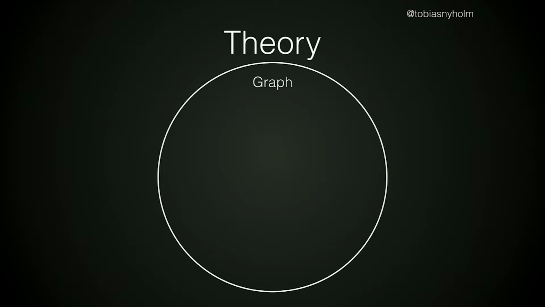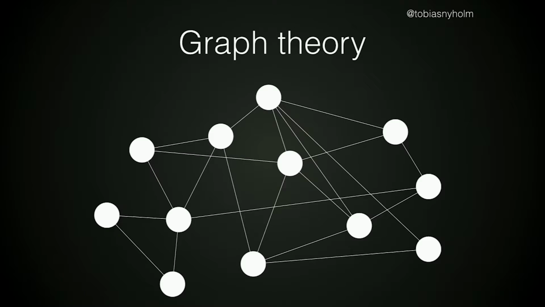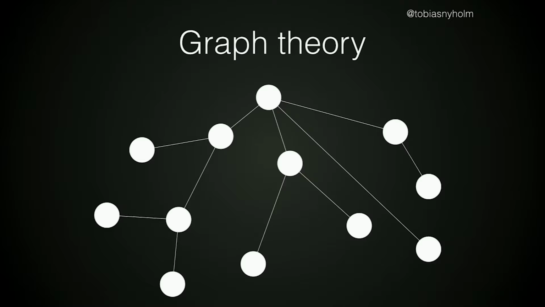So this is the graph theory. The graph theory is large. It contains a lot. And the cool thing you can do with graphs is you can add some constraints to it. Let's consider this graph. If we add a constraint to this and say we forbid all loops, you can't do loops anymore. And now we have a tree.